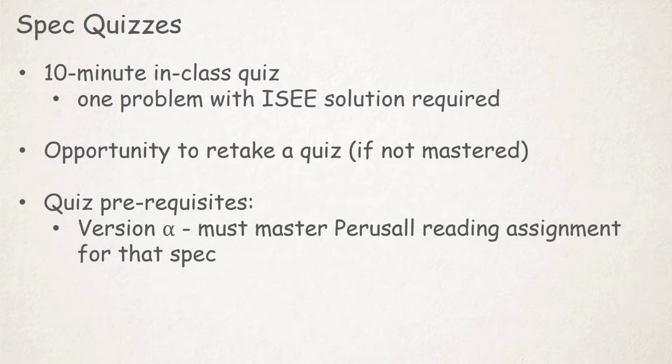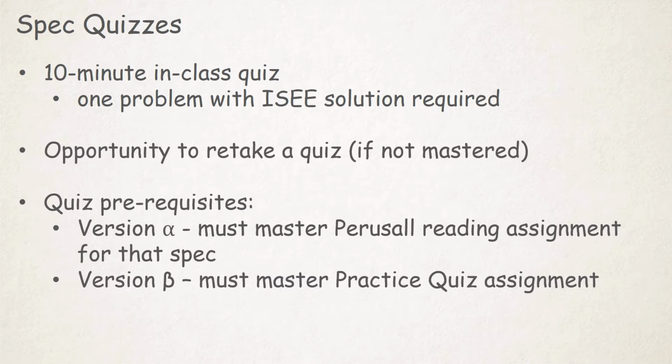To take the version beta quiz retake, you must complete the practice quiz assignment in Mastering Physics at a mastery level. Version beta quizzes may be attempted no more than 2 weeks after the scheduled day for version alpha. If you do not master the beta quiz, you may attempt a gamma version.